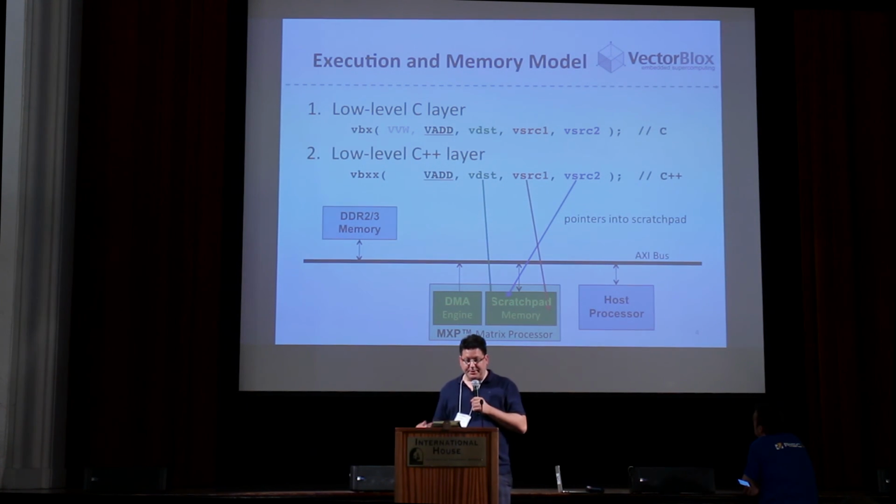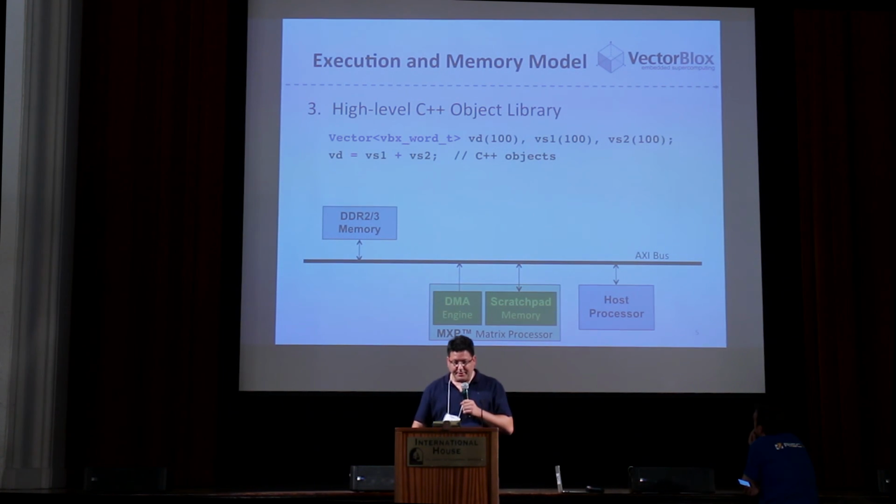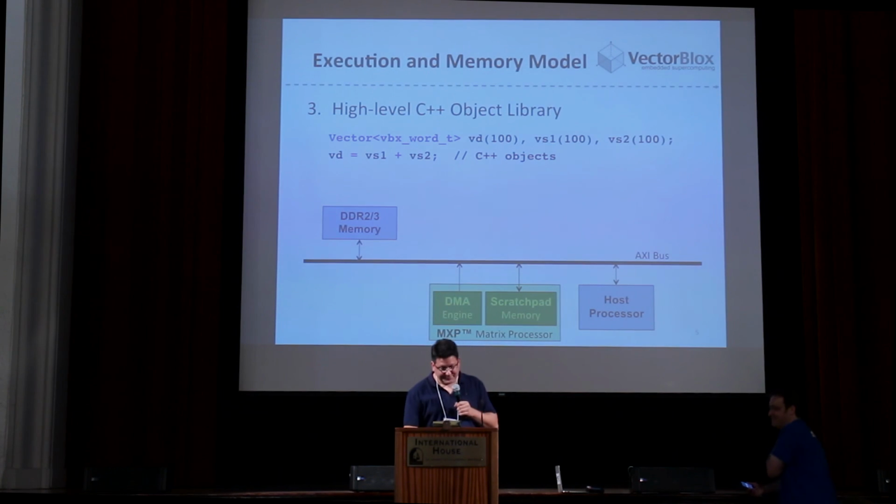The second is a slightly higher level C++ version where the type specifier is omitted and it's inferred from the vector operands and their data types. I should also add we have signed and unsigned and it's integer and fixed point, but no floating point natively yet. Thirdly, we have a high-level C++ object library, which simplifies things.